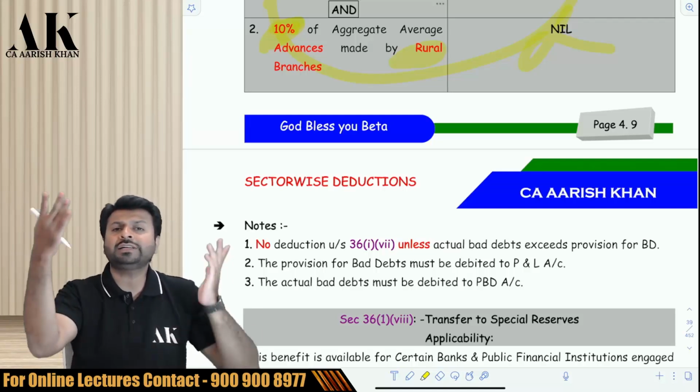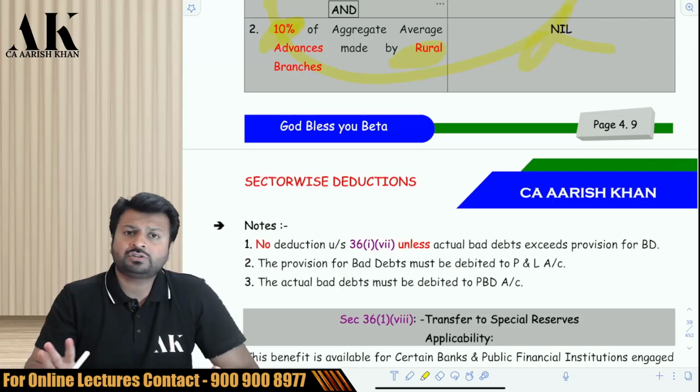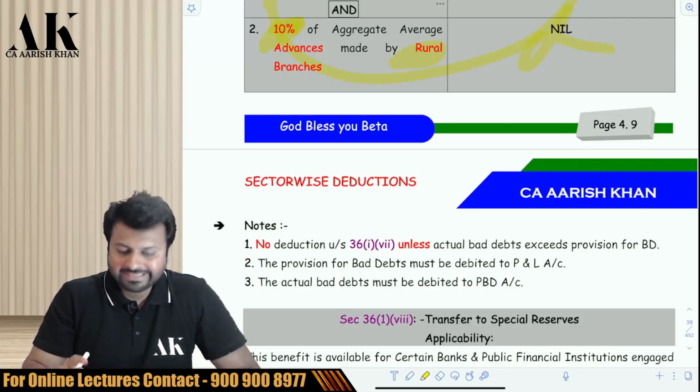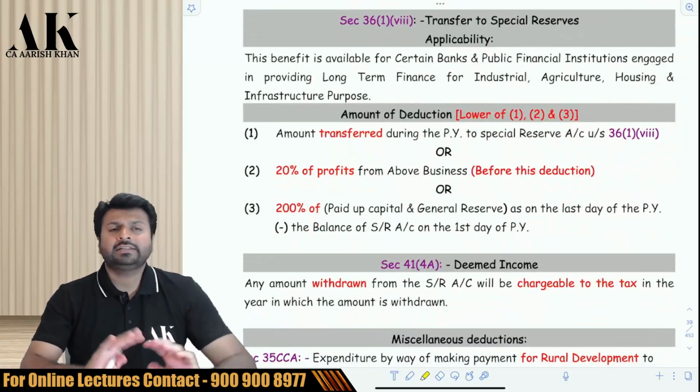If actual is 250, you will get 250 rupees reduction as provision for bad debts. Don't worry about it. Okay. Next, transfer to special reserve. It is available to which assessee?